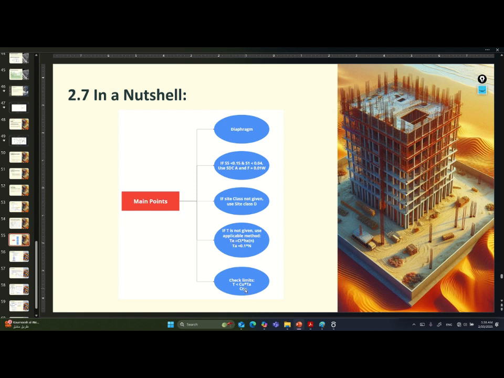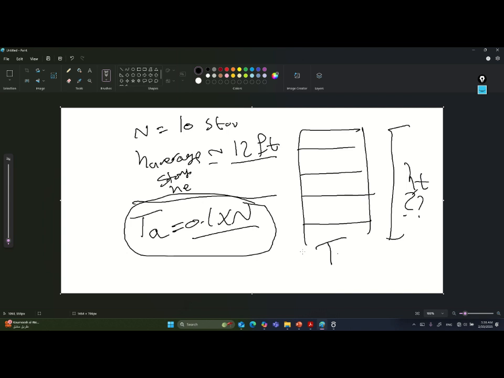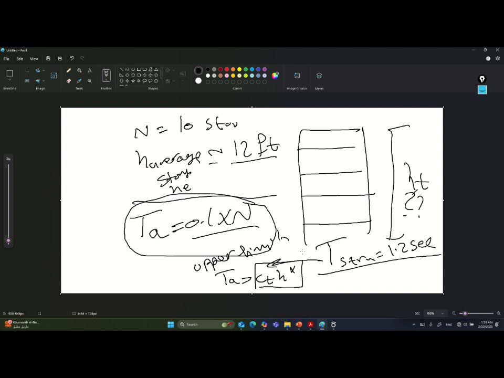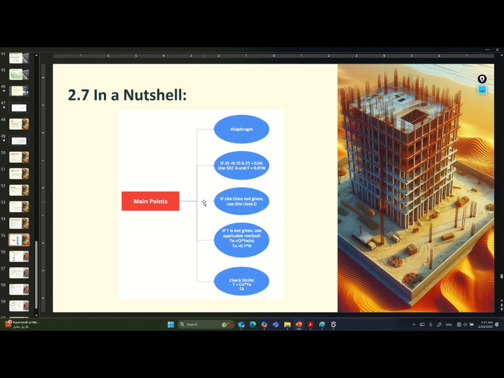Another important point is to check the limits. If in the same example he gave me the time period of the structure, like 1.2 seconds, I need to check the upper limit. So I will still need to calculate the T approximate. Maybe he gave me the height and so on, so I will calculate the T approximate based on the type of the structural system, whether it is a moment frame or other. After that, I will check my limit, Cu multiplied by T approximate, and make sure my time period is lesser than this value. So it is also important to check the limits when he gives you an equation.